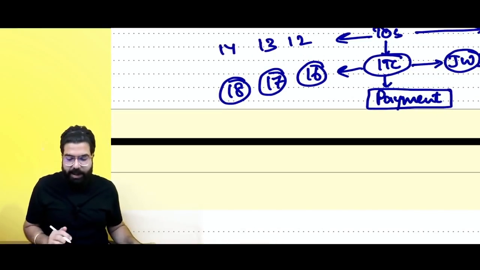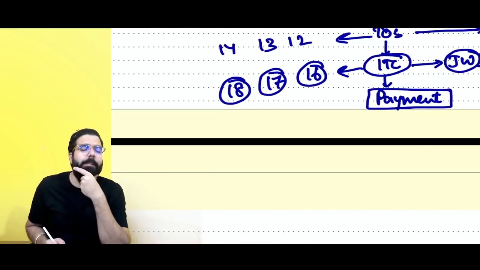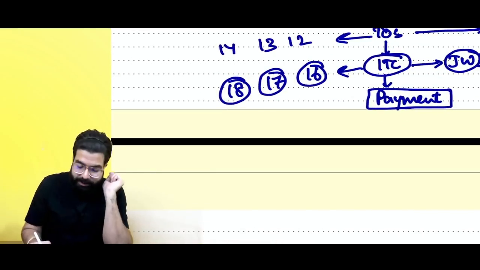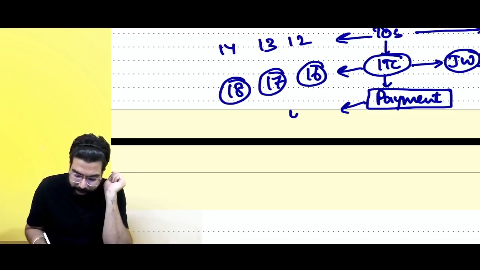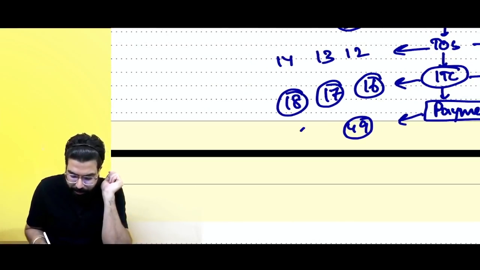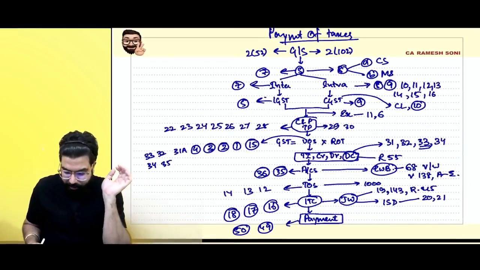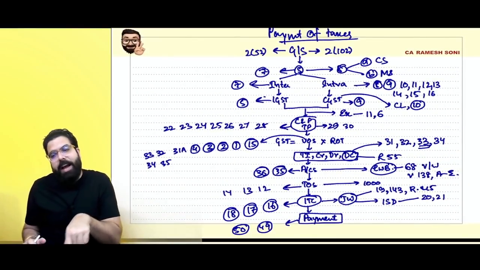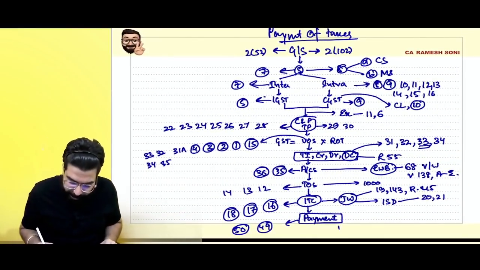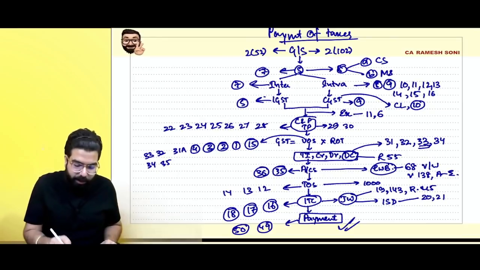Now listen to me very carefully. Now we are in the chapter of payment of taxes. The payment of taxes chapter starts with section number 49 and section number 50. Let's go ahead and get it started now. All the sections which are there, I've put over here. Payment of taxes is the chapter which we are going to do now.